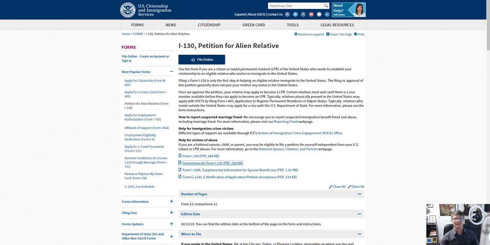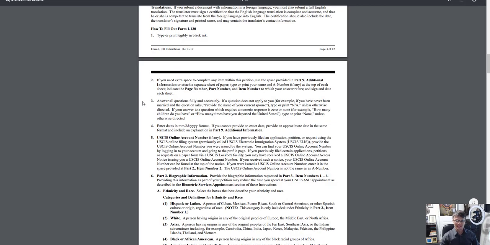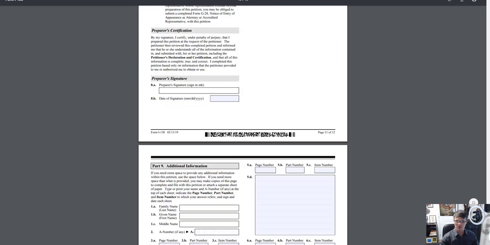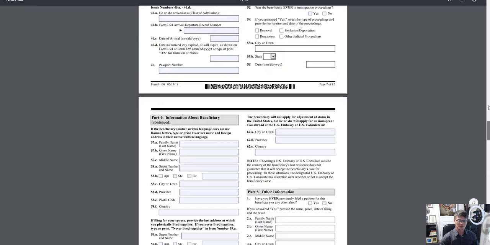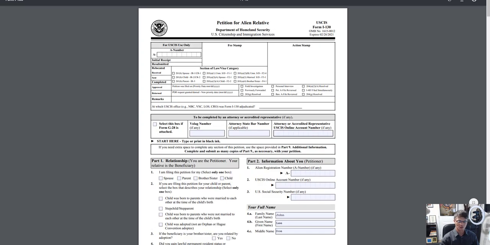All right, let's get back to our instructions. If you need extra space to complete any item within this petition, use the space provided in Part 9, and you will see Part 9, there are just a bunch of blank lines. So you just fill out the page number, part number, and item number, and then you fill in that information here, whatever stuff that wasn't enough for you.